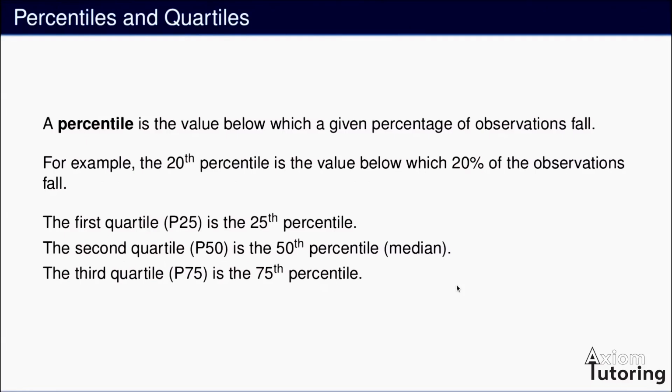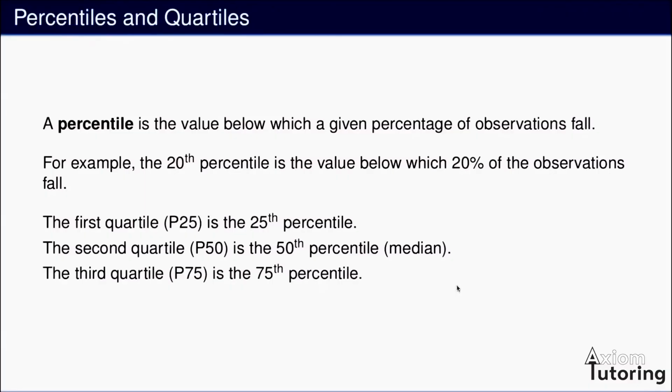Now, the median is really a particular case of what we call percentiles. A percentile is the value below which a given percentage of observations fall. If you think about the median, it's really the 50th percentile, because 50% of observations fall below the median. If I take a different example, the 20th percentile is the value below which 20% of the observations fall.